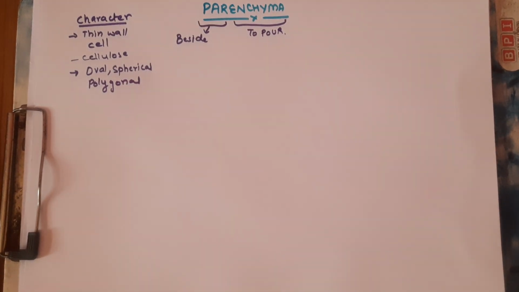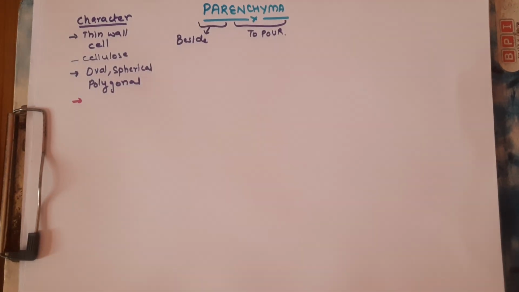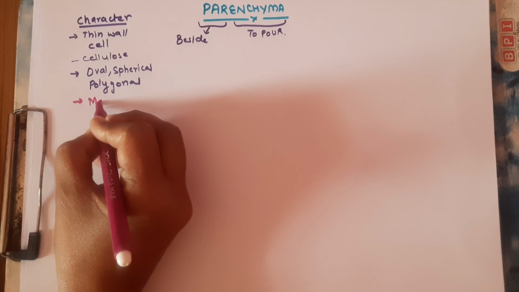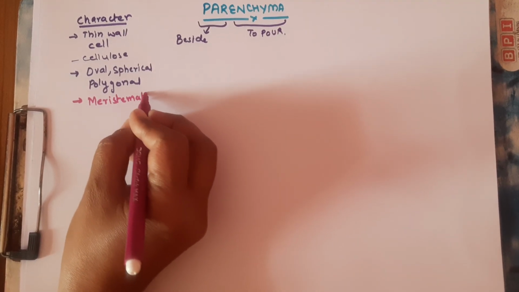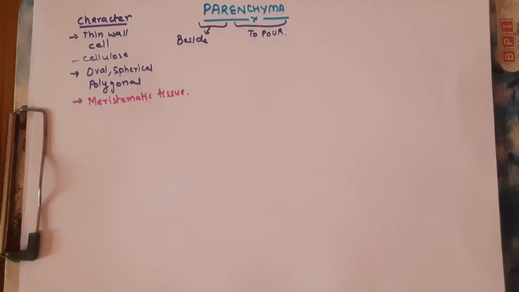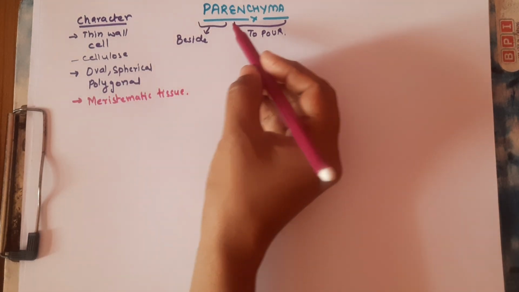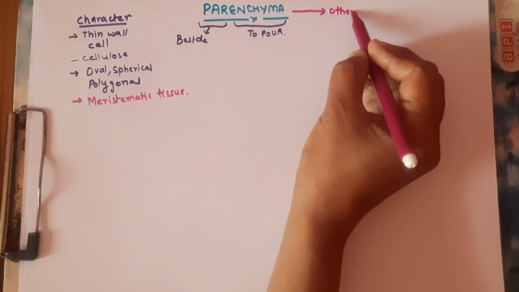The important thing about the parenchyma is that when it is present in the root or the shoot tip, it will constitute the meristematic tissue. Where do they contain the meristematic tissue? They contain the meristematic tissue at the root and the shoot tip. So parenchyma is a precursor for other types of tissue.